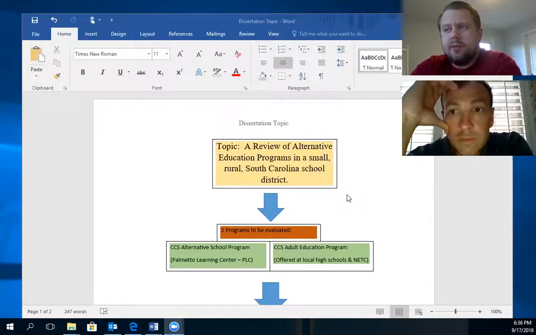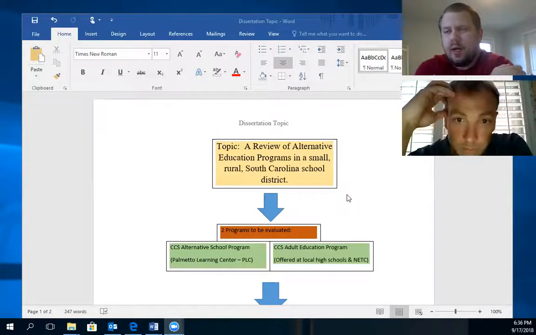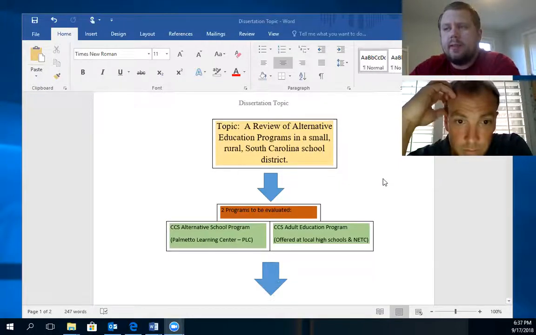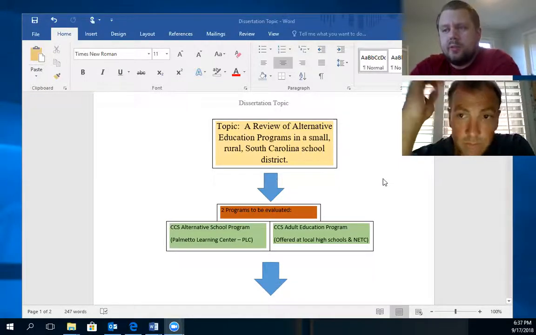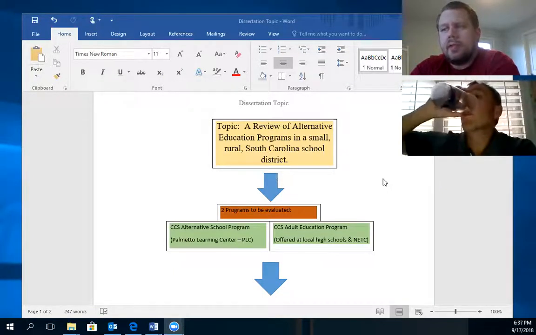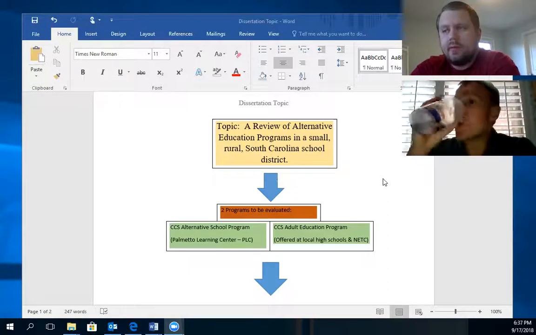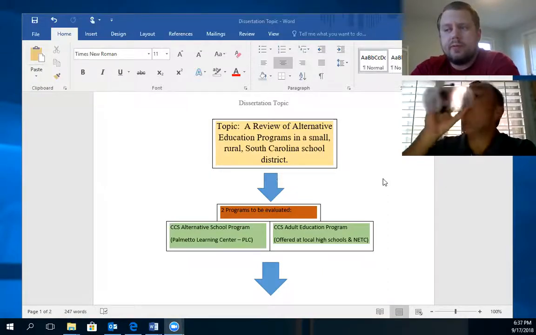My topic is a review of alternative education programs. I know that's a wide topic. However, we've narrowed it down to two for Chesterfield County in a small rural South Carolina school district. And the two programs being evaluated are the alternative school program itself, PLC, and the adult education program, which is both offered at local high schools and at the NETC campuses. Of course, that is only offered through Chesterfield County Schools.